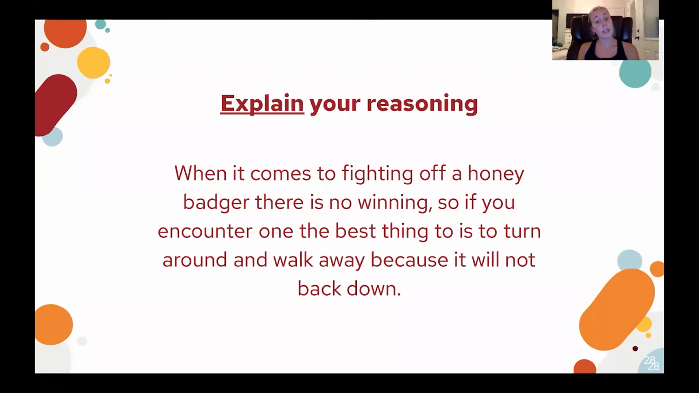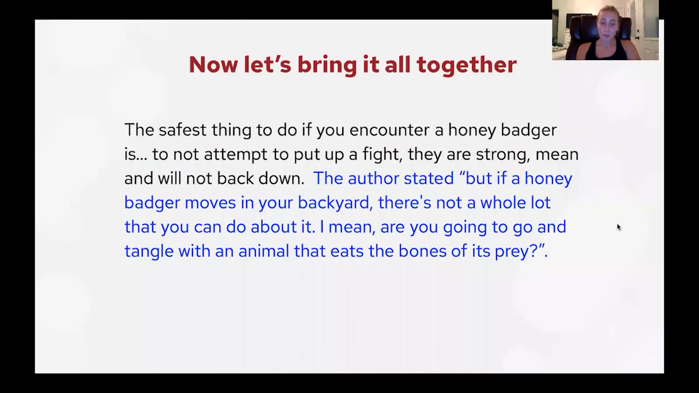So when we explain our reasoning, it might sound something like, when it comes to fighting off a honey badger, there is no winning. So if you encounter one, the best thing to do is to turn around and walk away, because it will not back down. So this is where we bring it all together. So we have our first sentence, the safest thing to do if you encounter a honey badger, so we restated our prompt, is to not attempt to put up a fight. They are strong, mean, and will not back down.